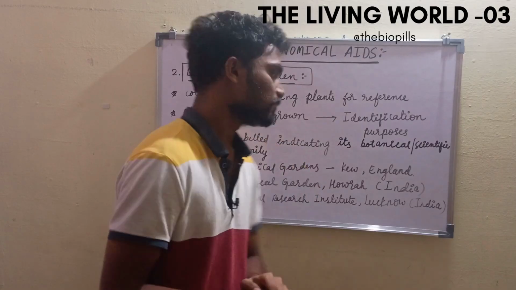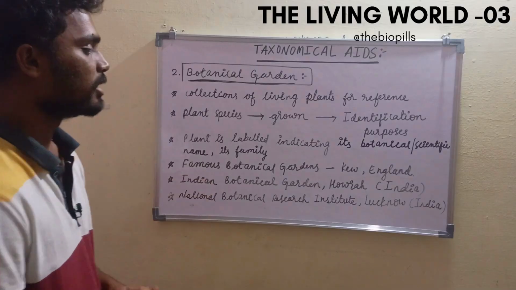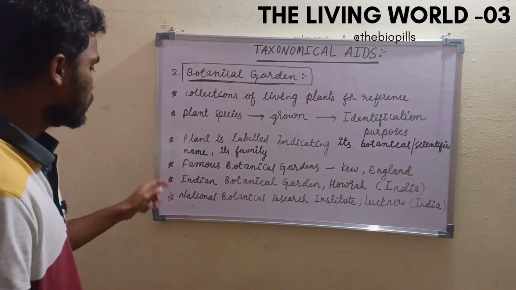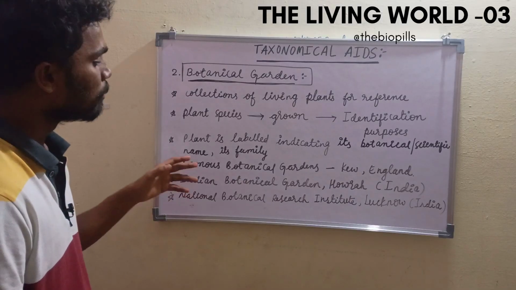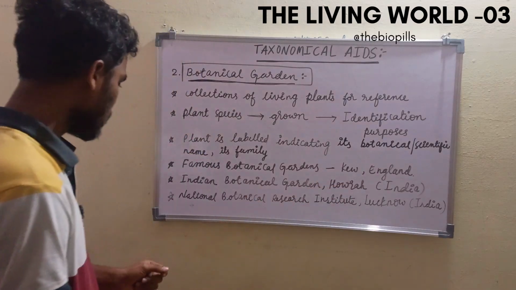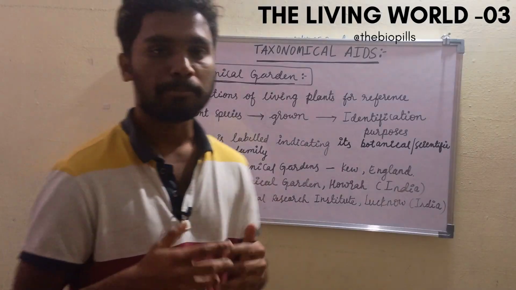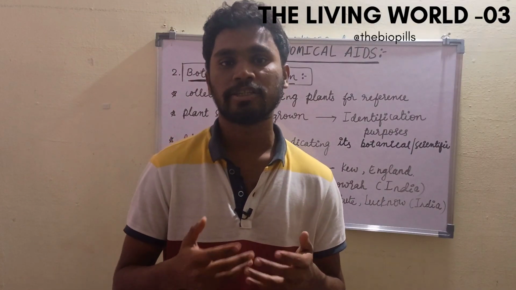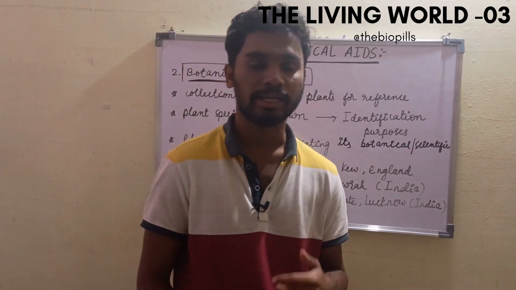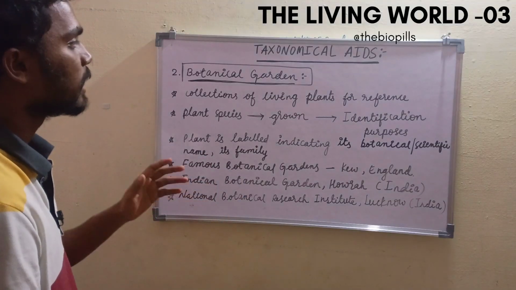This is very important. And then we have so many famous botanical gardens. One is Kew, which is present in England, and another one is the Indian Botanical Garden, Howrah. Howrah is in West Bengal, India. The National Botanical Research Institute is a research institute which mainly focuses on plant-related topics, and it is present in Lucknow, which is in UP, India. So this is the information about botanical garden as a taxonomical aid.